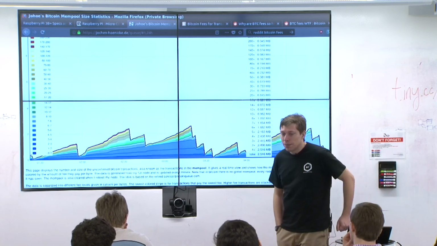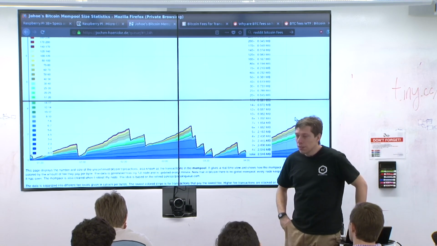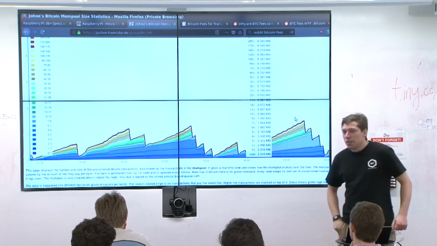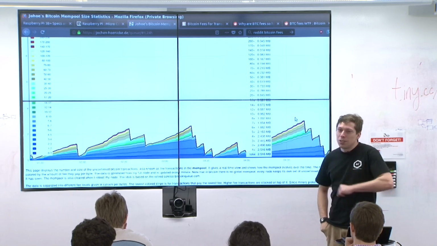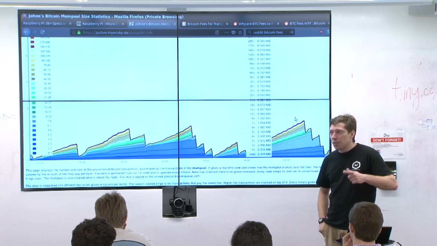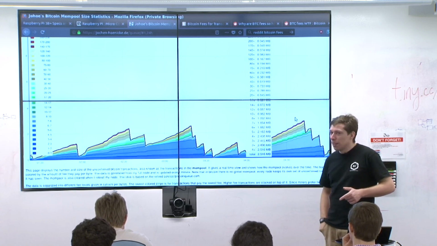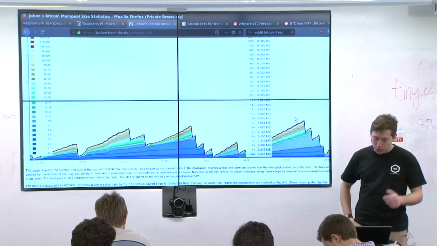Yes? So fees are always lower around like 8 a.m. or 4 a.m. Why not just pull transactions for around that time? They're not, right? Because it's all over the world. They do tend to be lower on the weekends. People don't make as many transactions on the weekends.